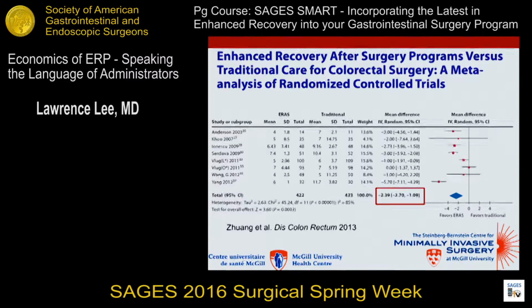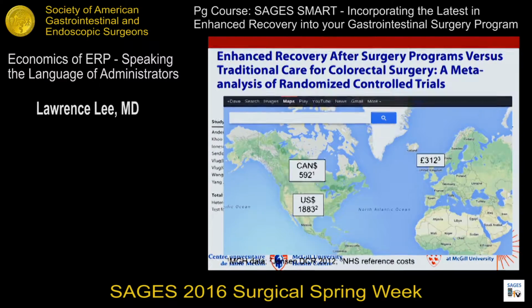When you look at the meta-analysis in terms of length for enhanced recovery versus conventional care in colorectal surgery, we see on average there is an expected savings of around 2.5 days in hospital length of stay. But when you compare the unit costs of a hospital day, in Canada it's around $600.